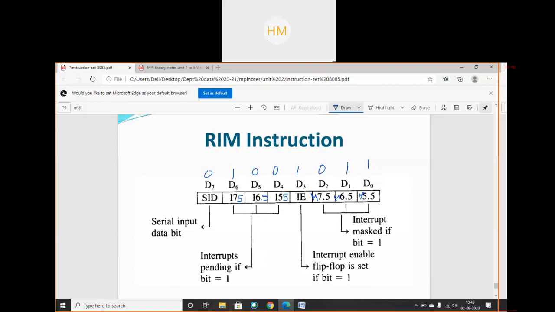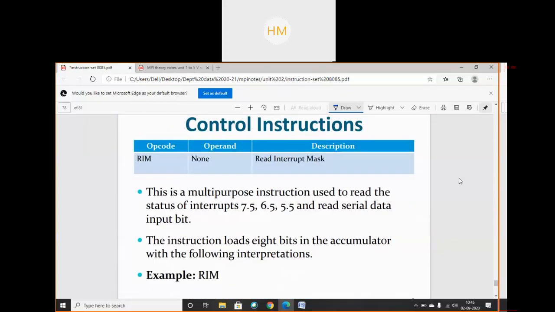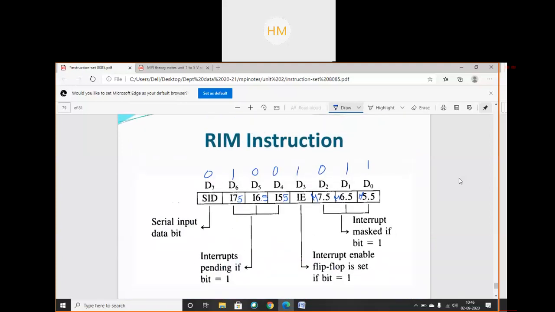So clear? Anything you want to ask? So you can see on the screen, it shows the status of interrupts 7.5, 6.5 and 5.5. Okay, students, brief instruction. Should I move ahead?